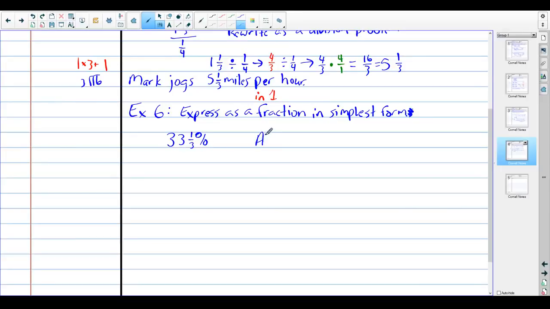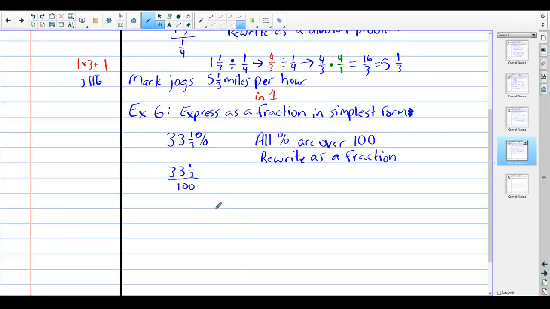So this comes with some notes. It says all percents are over 100. And then we want to rewrite, because percent means per 100, cent meaning 100. It's like a fun fact for you. So 33 1/3%, we're going to rewrite that as 33 1/3 over 100.